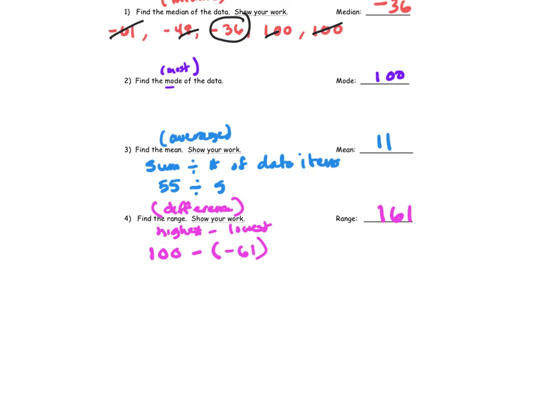One very important fact about the range is it is not a measure of central tendency. It's useful and it helps us, but it's not a measure of central tendency. It's not talking about the center of the data. So I just want to make that clear.